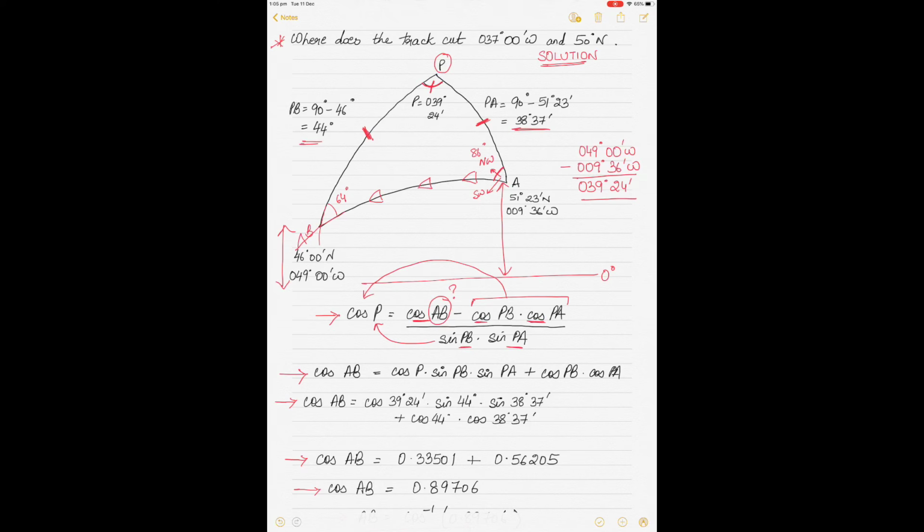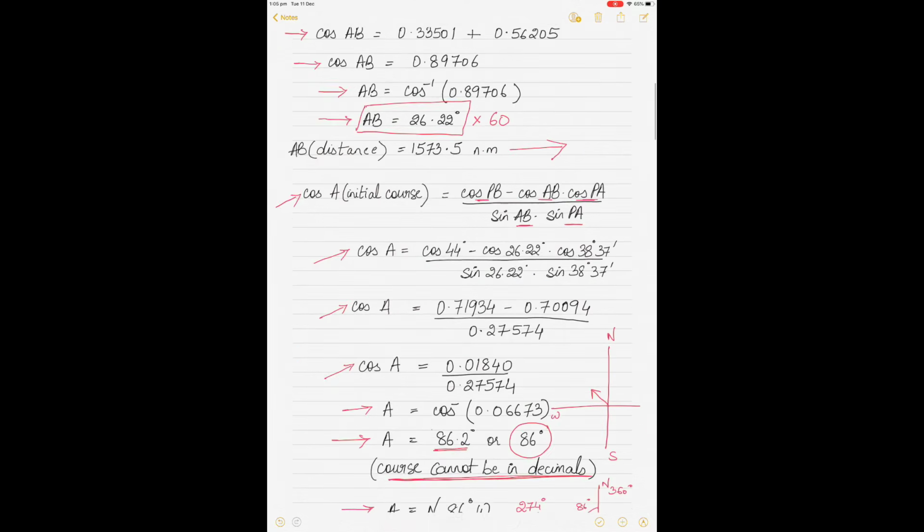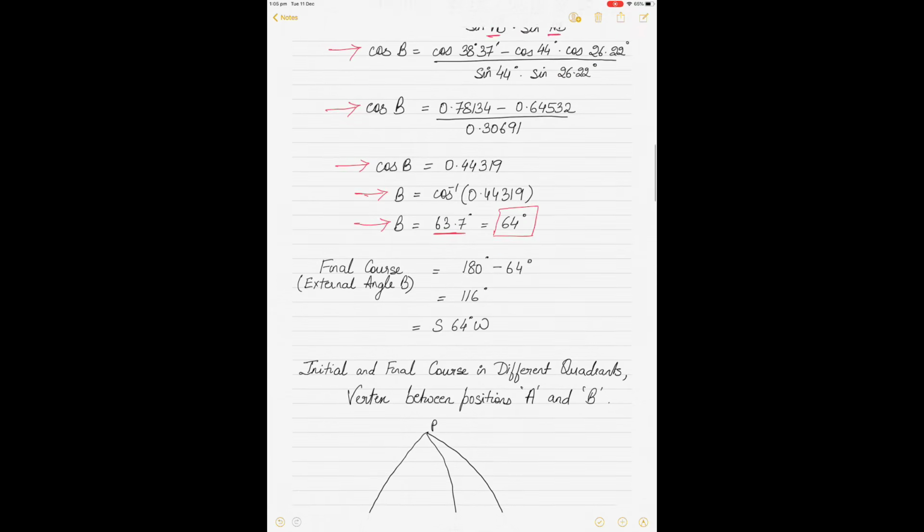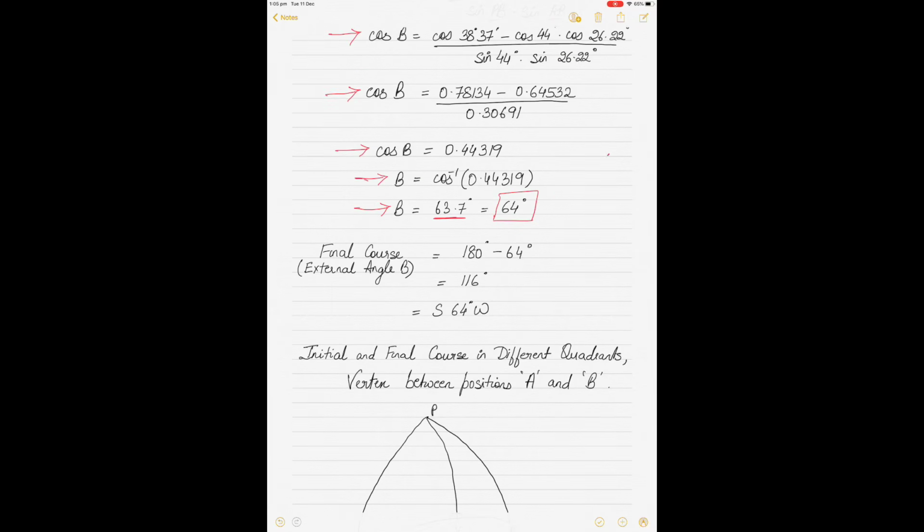The vessel will be on a course here, right? So you need to find out the external angle B. Now if I draw another diagram here, it might make your understanding easier. Alright, so if the vessel is transiting like this here, this is B here, you need to find out the outer angle to find the course as measured from the pole.